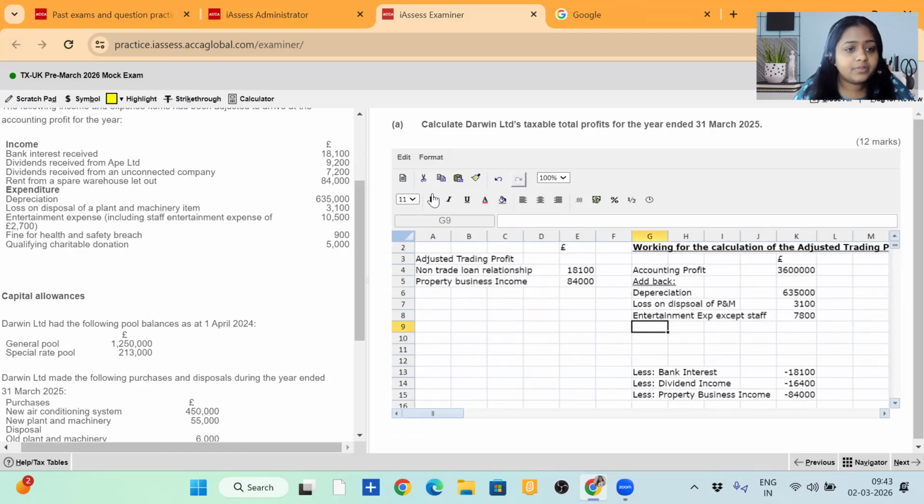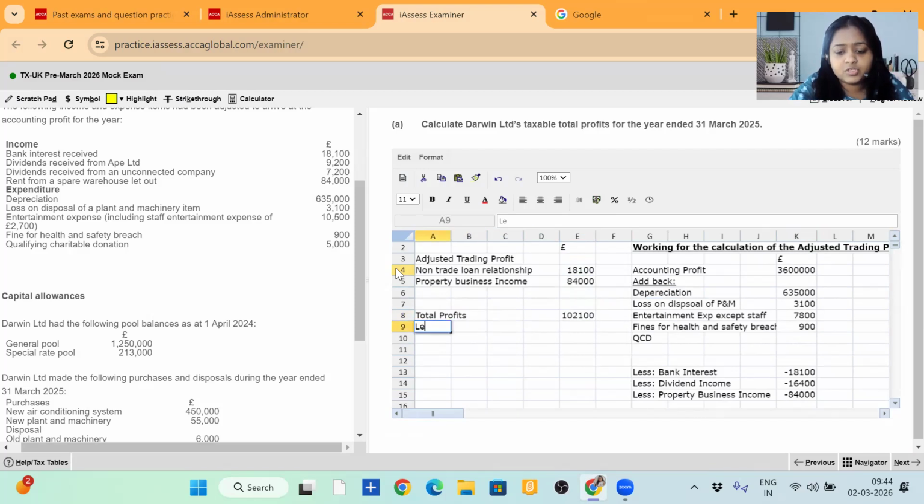Next, fine for health and safety breach. Of course, not allowed. You know which fines are allowed. Remember, for individuals, the same rules apply for corporations. So, fines for health and safety breach. It is 900. Next is QCD. QCD will not be allowed here. It will be allowed later on. So here I'll leave one line in case there is any other income that has to be included. Or I can leave two lines also. And I will write here total profits. So see, parallelly when you do, you can prepare your proforma along with it. And it really, really gives you an advantage.